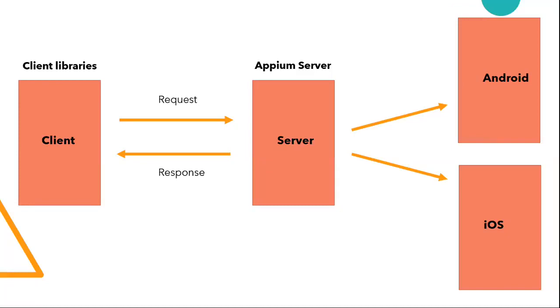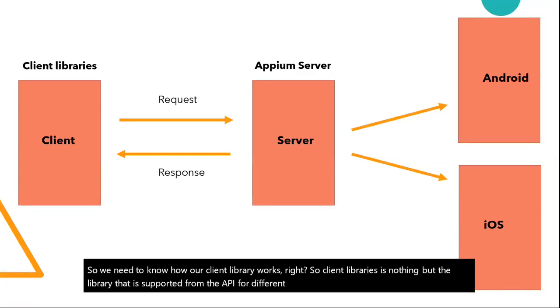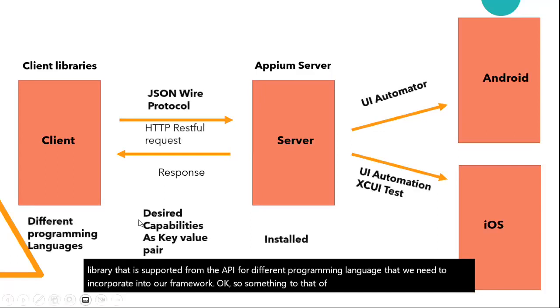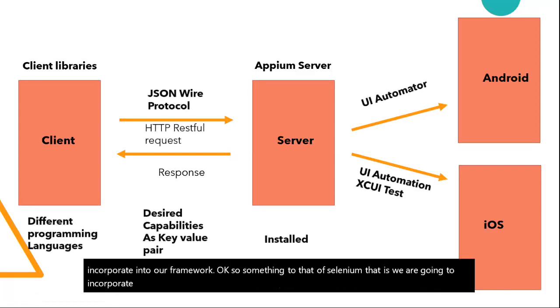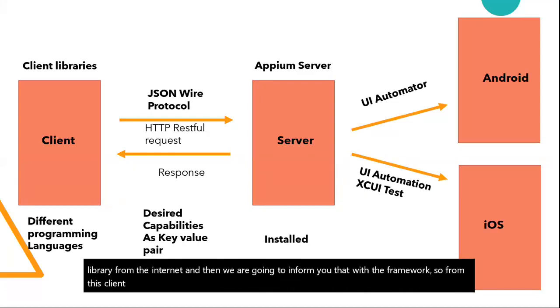We need to know how our client library works. Client libraries are nothing but the libraries supported through the API for the different programming languages that we need to incorporate into our framework. Similar to Selenium, we incorporate it with our framework, TestNG or BDD. So we get the client library from the internet, and then we incorporate it with our framework. From this client, we send the request and get the response.